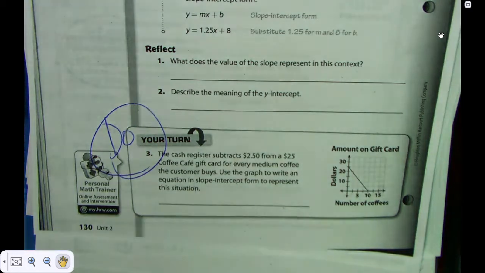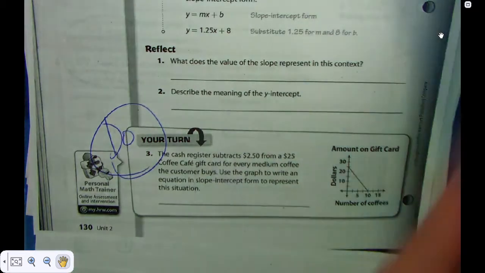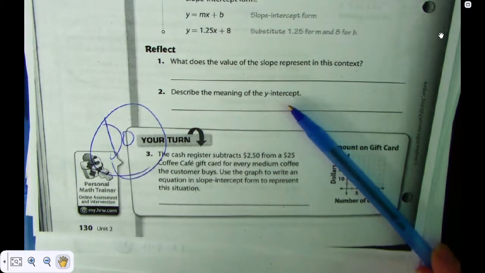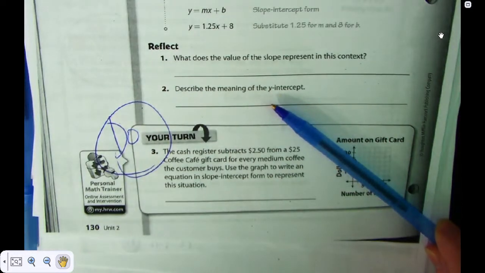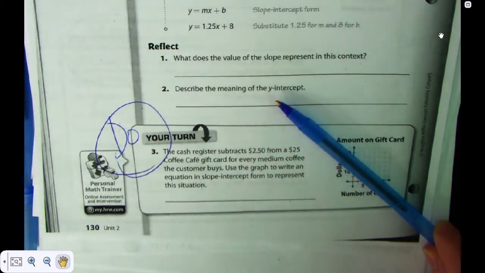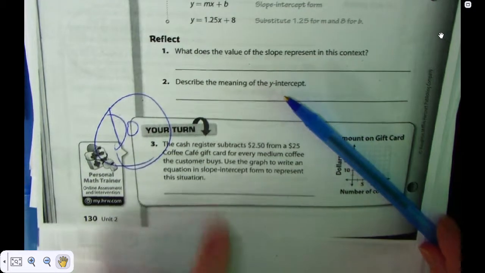You have got to remember the first day we learned slope, I said, guys, does everybody understand why I'm saying this is going down? Look, reading left to right, that's going down. That's negative. So the number for the slope is negative. So if you don't have a negative slope over here in the equation, you're wrong already.